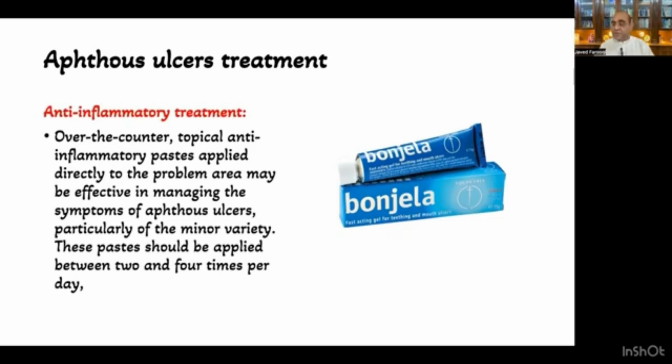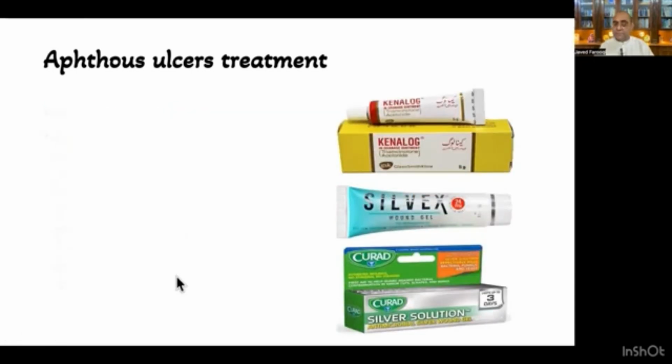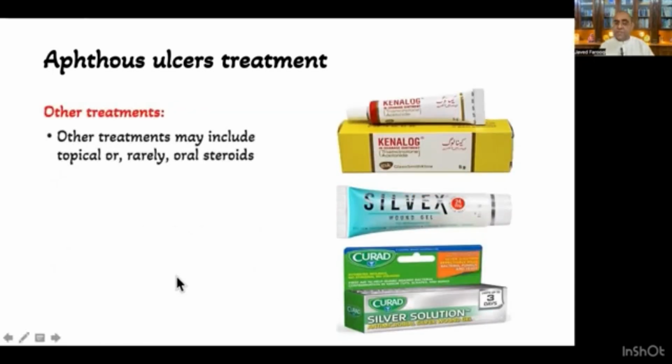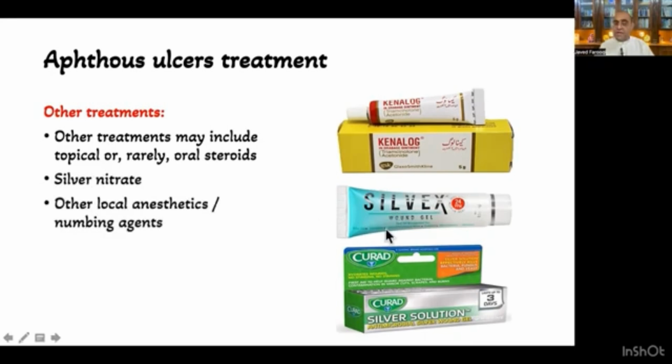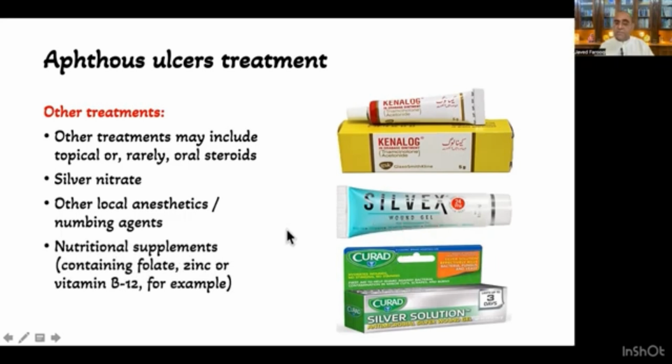The anti-inflammatory treatment: these are other drugs which the patient uses even if not prescribed, and these are the over-the-counter topical anti-inflammatory pastes. They are applied directly to the problem area, and they may be effective in managing the symptoms. The other treatments include topical or, rarely, oral steroids, silver nitrate, other local anesthetics, numbing agents, and nutritional supplements, which are very, very important.